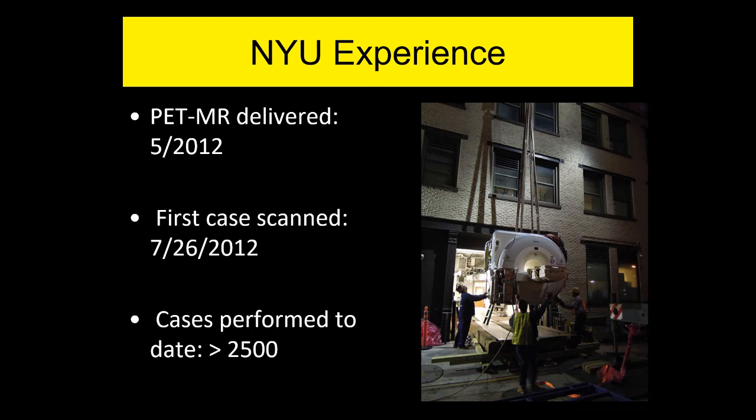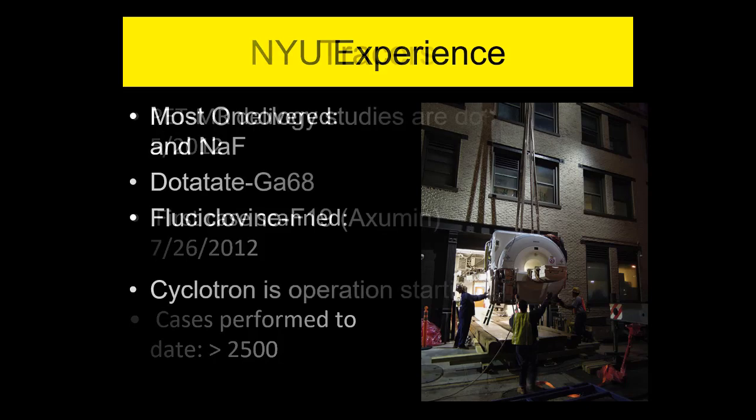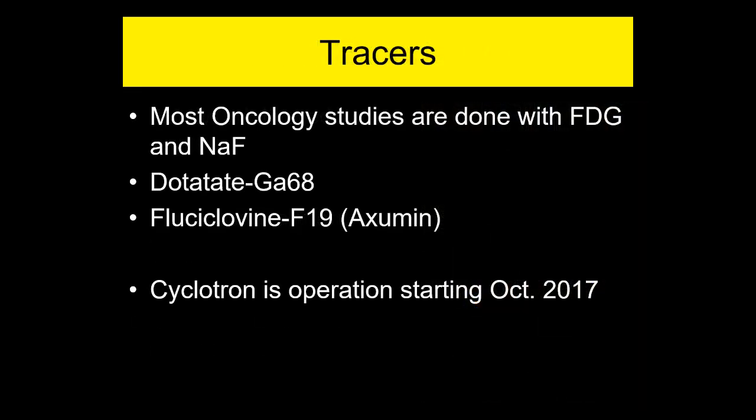We have had this for about 5 years, and we've done over 2,500 cases with this PET-MR, more or less sequential acquisition, simultaneous acquisition. The tracer that we've worked with most is mostly fluorinated compounds, so FDG and sodium fluoride. We have some experience with using 68 gallium dotatate and Axumin for prostate. And we have a cyclotron that just went operational, so we're starting to work with some O15 and carbon compounds, but I won't share some of the data as we don't have enough experience with the system.